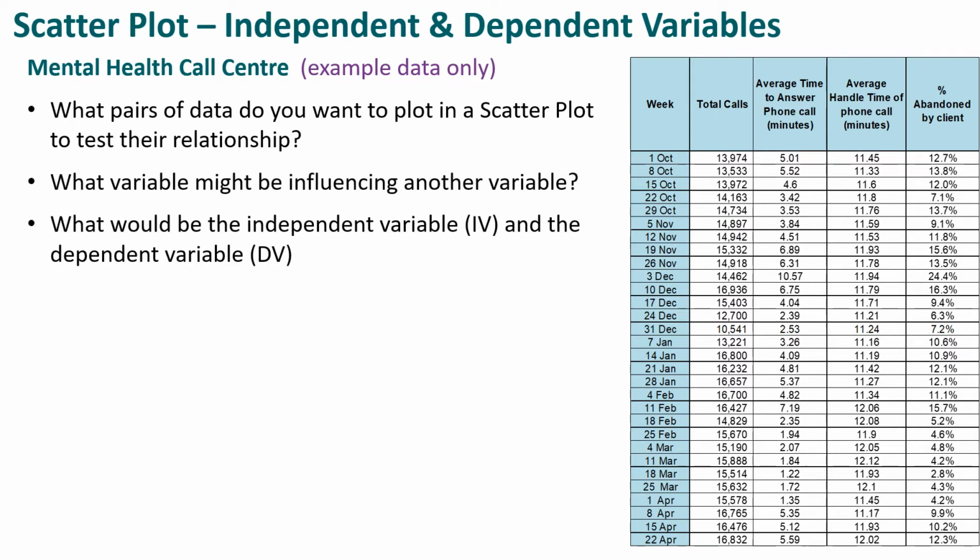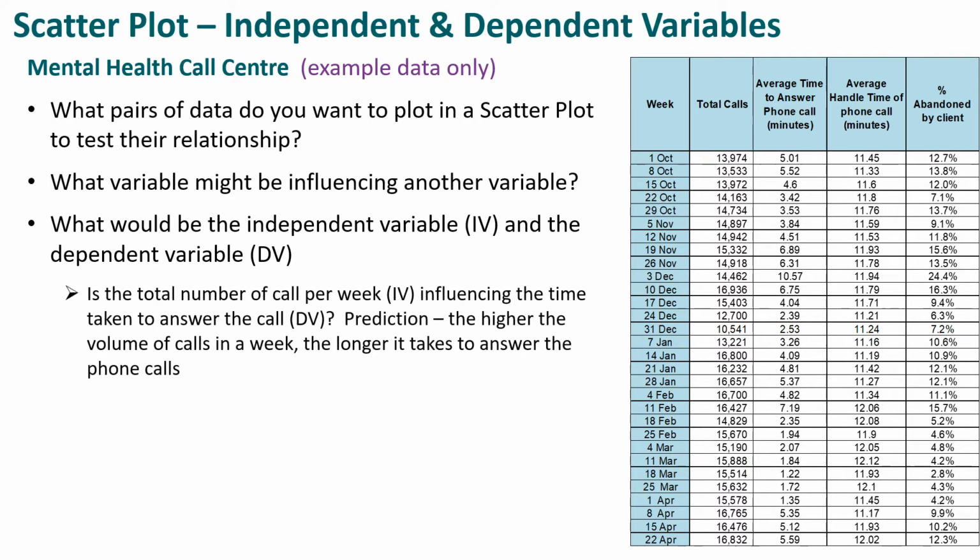So what variable do you think might be influencing another variable? And what would the independent variable be and the dependent variable? So for example, is the total number of phone calls per week, in other words, that would be your independent variable, is it influencing the time taken to answer the call? That would be your dependent variable. The prediction would be that the higher the volume of calls in a week, the longer it might take to answer the phone call.